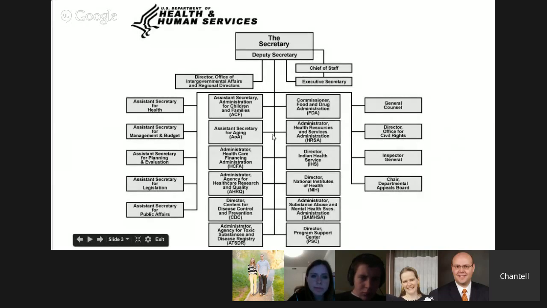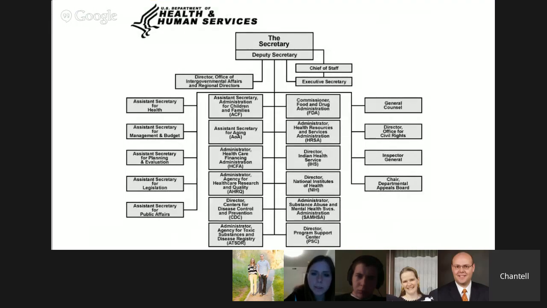HCFA? Yes. That's no longer existing. The name of that organization changed. Does anyone know what it changed to? Probably the biggest organization department in HHS now. Which one's not on there that I highlighted? The NIH? No, the O. NIH is there on the right. Oh. CMS. CMS, that's exactly right.